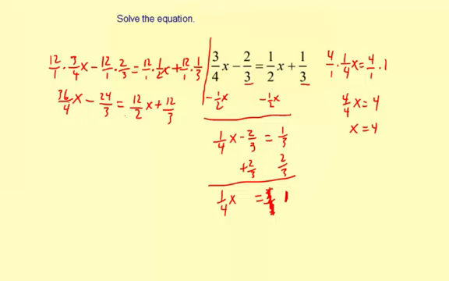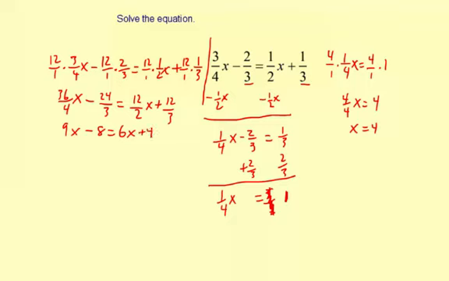Okay, now let's simplify these fractions, and if we do this correctly, all the fractions should simplify to an integer. 36 divided by 4 is 9, so we have 9x minus 24 divided by 3, which is 8, equals 12 divided by 2, which is 6, and then x, plus 12 over 3, and 12 divided by 3 is 4, so it'll be plus 4.